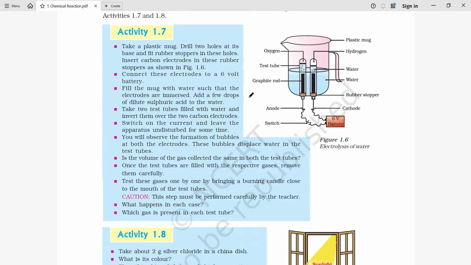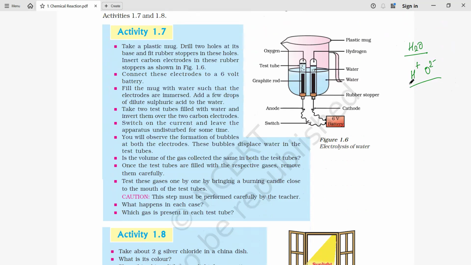Now we have another activity, that is the electrolysis of water. So water is what? What is the formula? H2O. So when water breaks, it will convert into H plus and O2 minus.